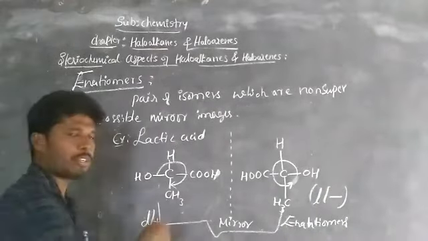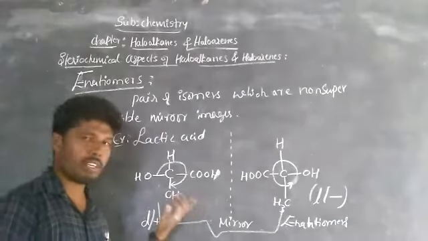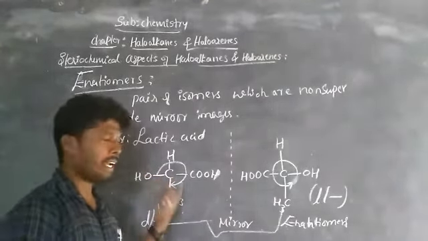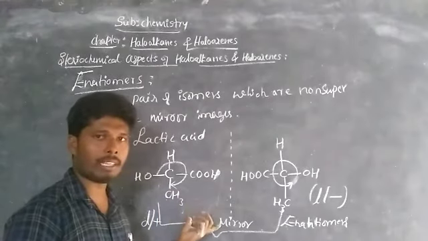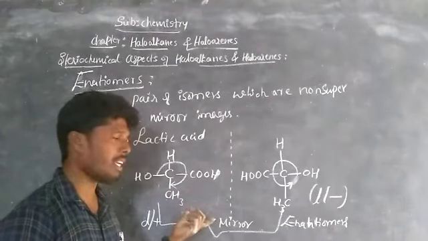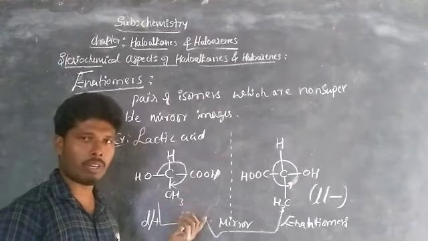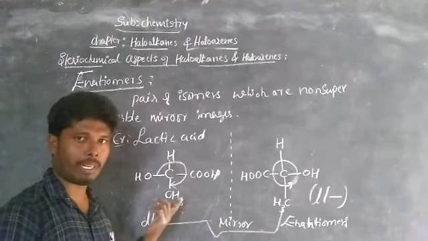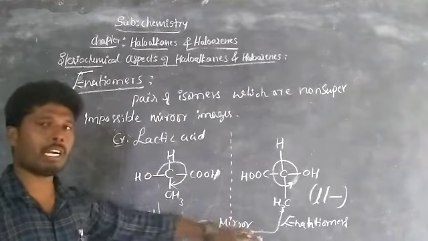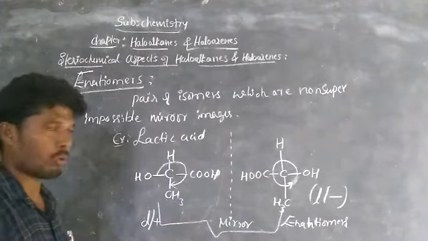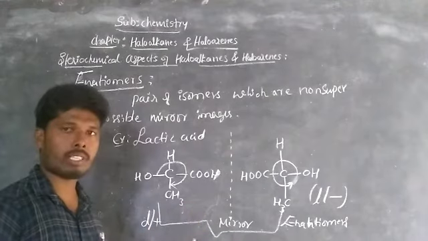Now these two isomers have the same physical properties. Hence they cannot be separated on the basis of physical properties. However, we can separate them on the basis of chemical properties, because these two are stereoisomers.